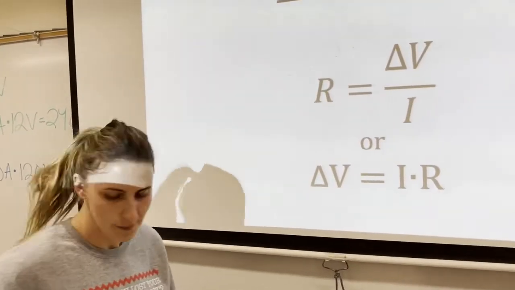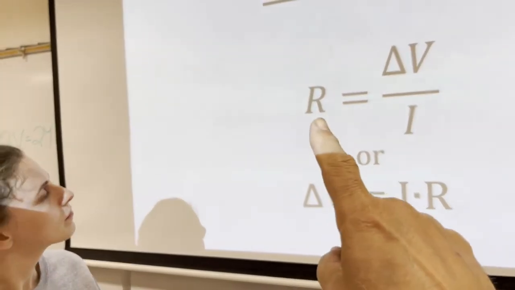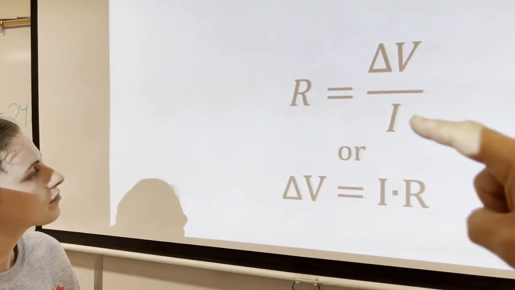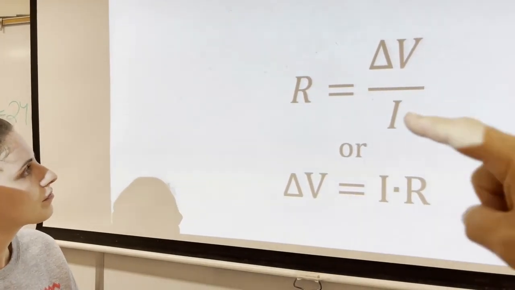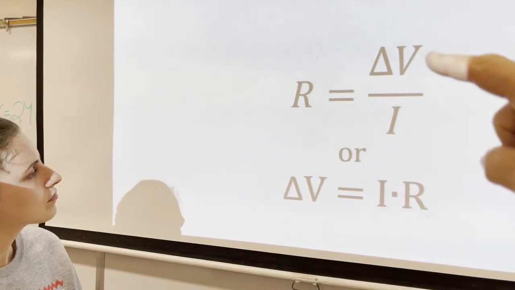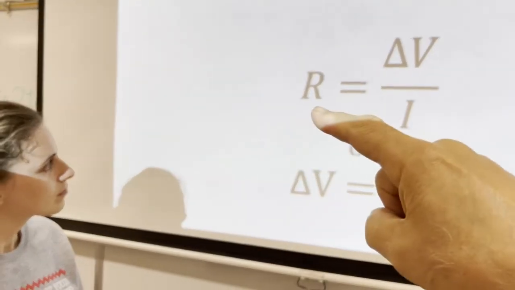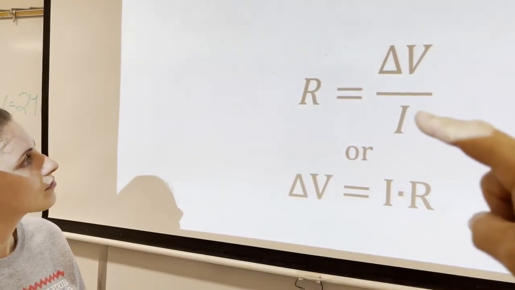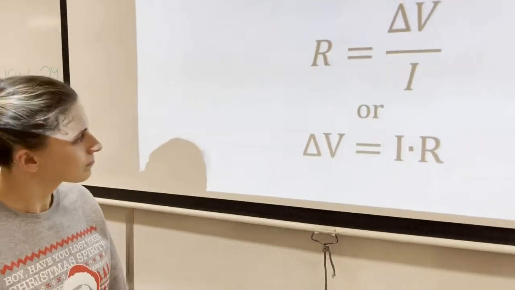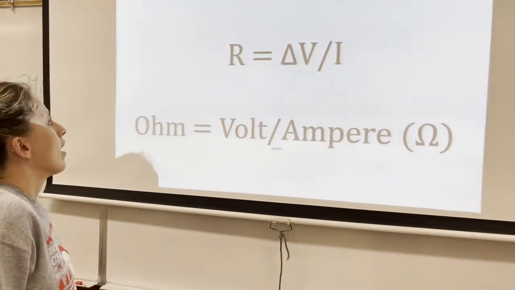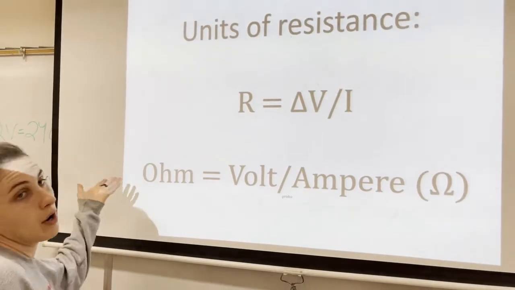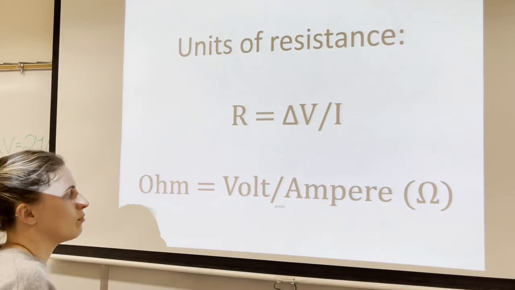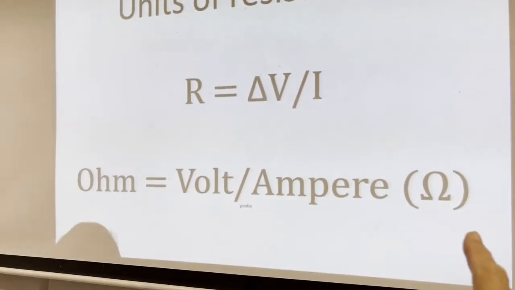And here's our definition of resistance. It's how much voltage is required to kick 1 amp of current. If for the same amount of current you need more voltage to kick it through, that's a higher resistance. If it takes less voltage to kick the same amount of current through, then it has less resistance. And our units for this are going to be an ohm. So a volt over an ampere is an ohm, and that is our symbol for it. That's the Greek letter omega.